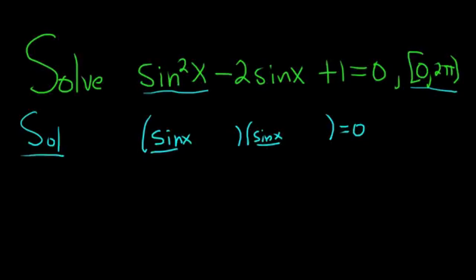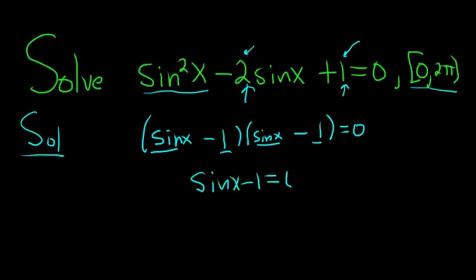So now we need two numbers that multiply to 1 and add to negative 2. So I think negative 1 and negative 1 should work, because negative 1 plus negative 1 is negative 2. And when you multiply these, you simply get positive 1. Then you set each piece equal to 0. So in this case, we have sine x minus 1 equals 0. And then it happens again, so you do it twice. It's not really necessary in this case. Then you have sine x equal to 1.